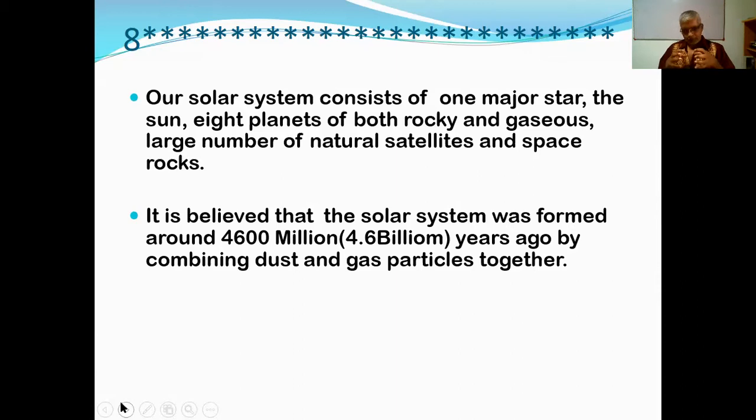According to that, finally what happened is that the gas accumulated inside started reacting on each other and created a very big fire or energy, and the shell was broken and burst and thrown into space.